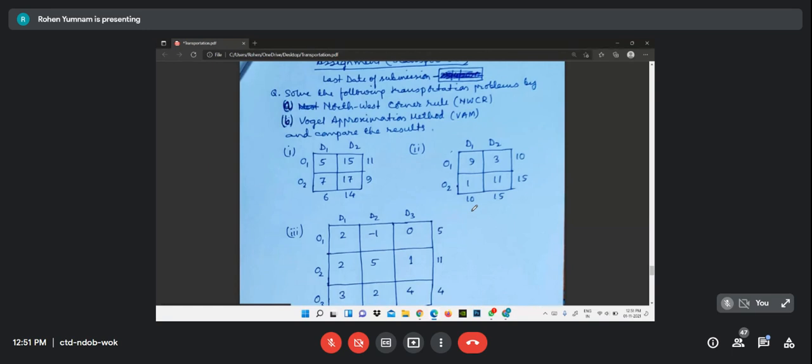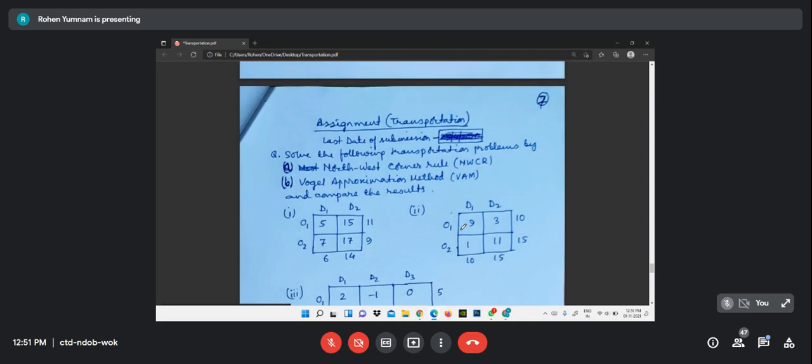Then if there is no problem, we can stop here. And next I'll take up the assignment problem. I'll try to take it this week. If there is a problem, then I'll take it next Monday. Okay, let us stop here.